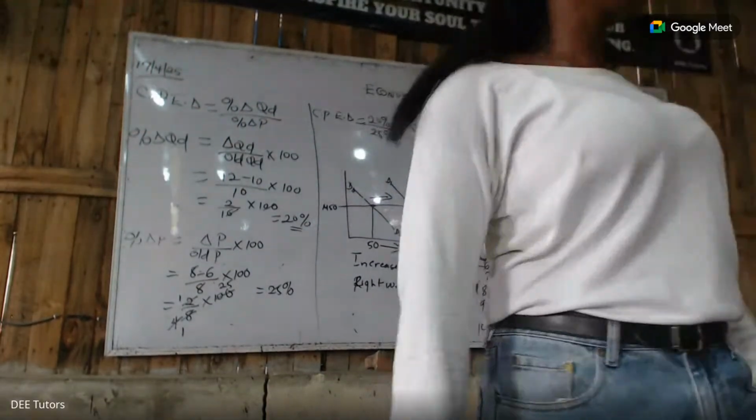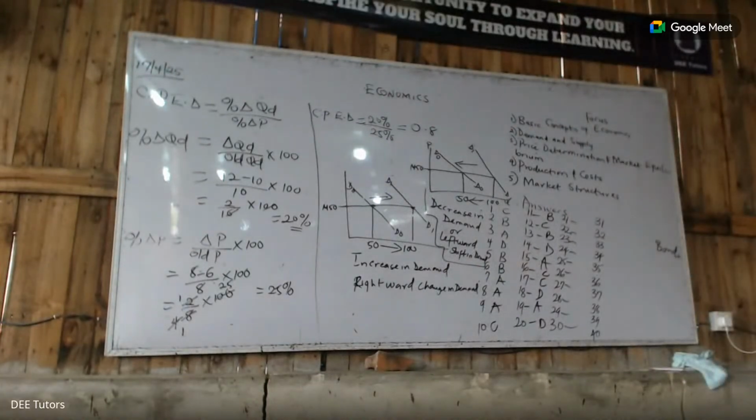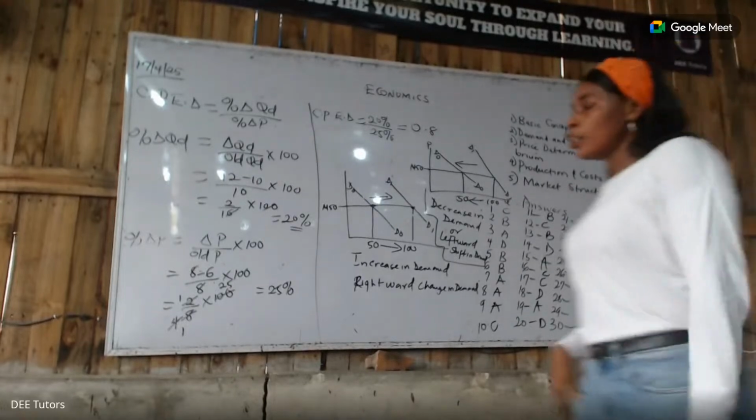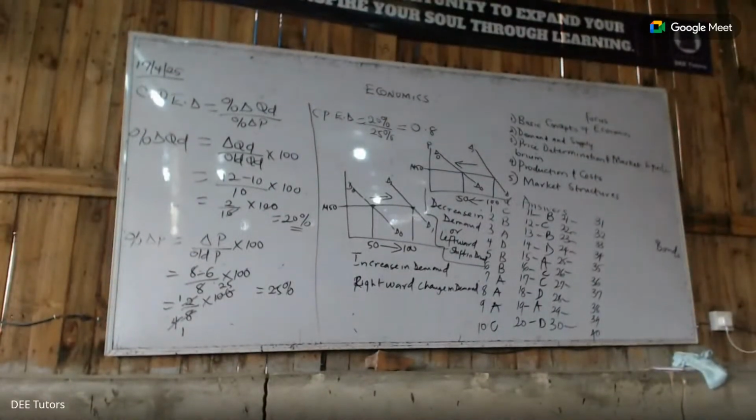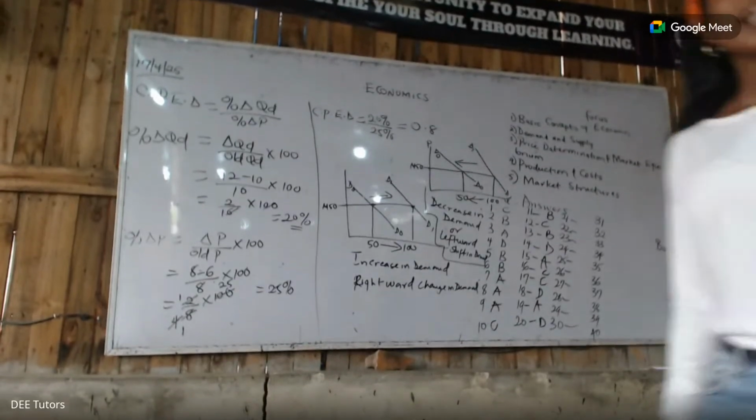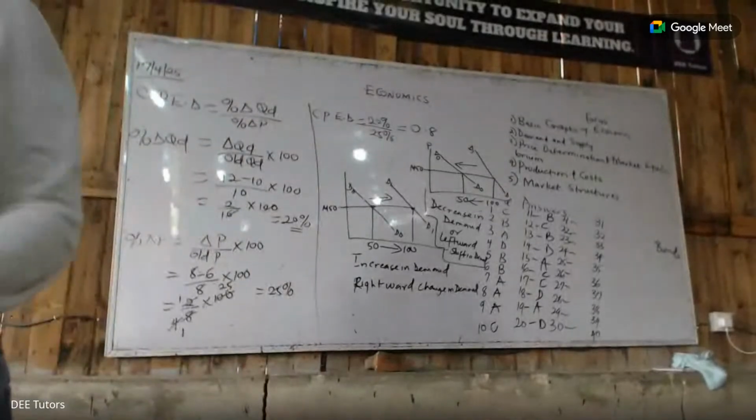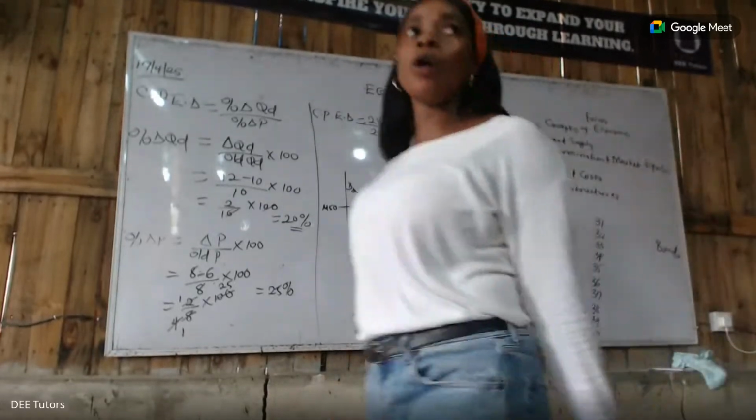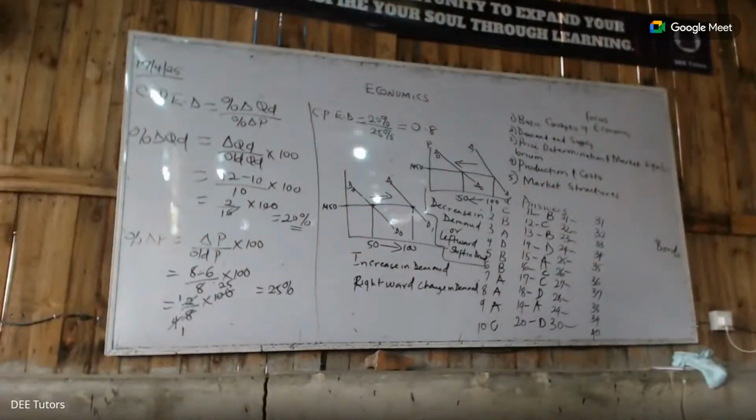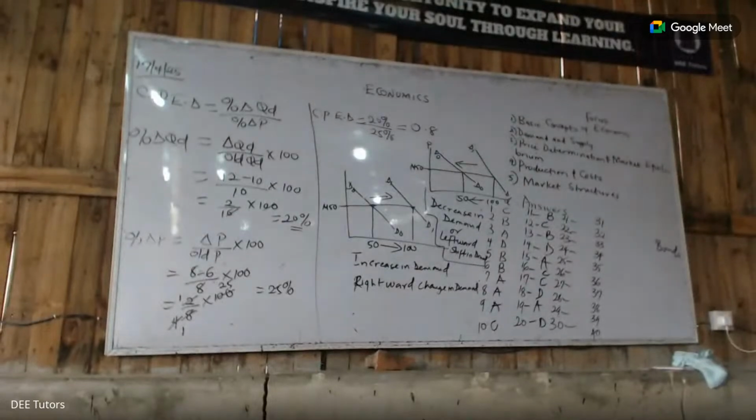Now let us go to change in quantity demanded. Now there are different things though. Don't get it twisted. Change in quantity demanded. Yes. So change in quantity demanded is the movement from one point to another along the demand curve. Change in quantity demanded is the movement from one point to another point along the demand curve or on the demand curve.